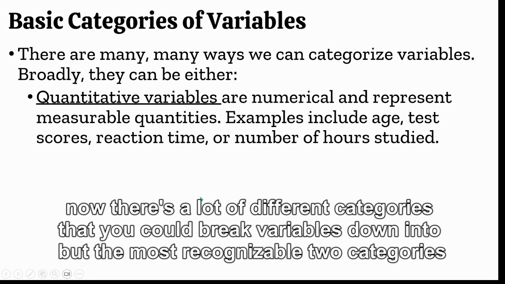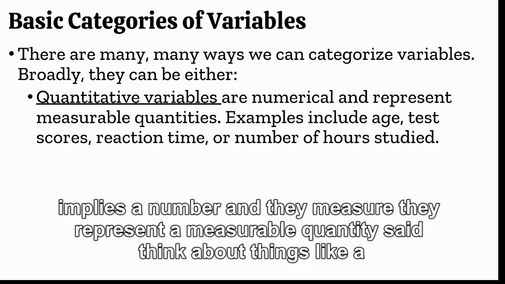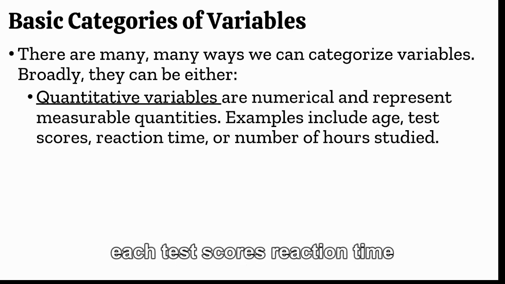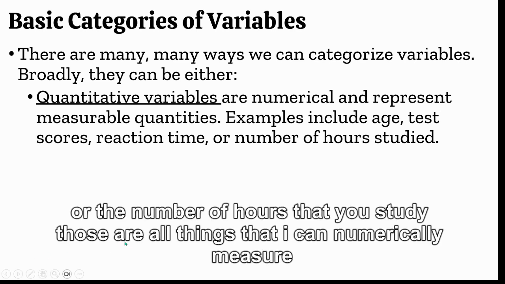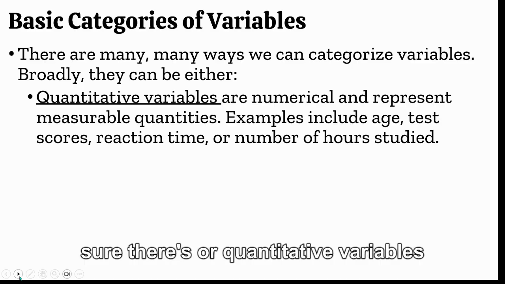Now, there's a lot of different categories that you could break variables down into, but the most recognizable two categories are going to be, first, quantitative variables. So quantitative implies a number, and they represent a measurable quantity. So think about things like age, test scores, reaction time, or the number of hours that you study. Those are all things that I can numerically measure, so those are quantitative variables.